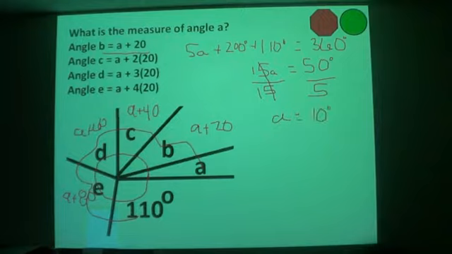Now, we take a look at this and we go, we've got to answer the original question. What is the measure of angle A? We have it then. It's 10 degrees. So, go back and reread the original question, figure out what's going on, and make sure you answer the right question.